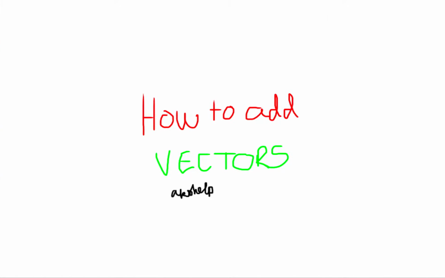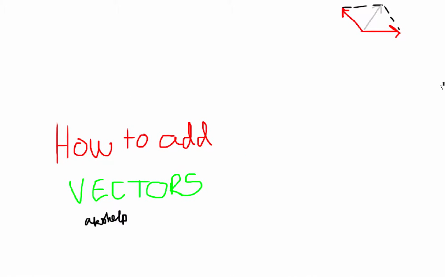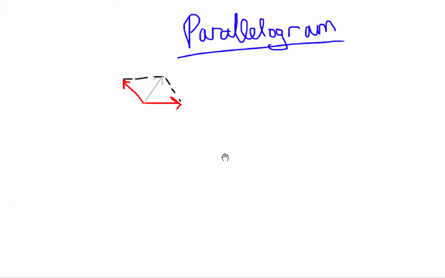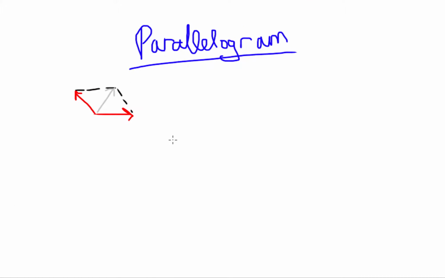All right, let's take a look at how to add vectors. In this video, we're going to do the geometric or graphical way, and then we're also going to do the algebraic way. So one of the graphical ways of adding vectors is using the parallelogram method.